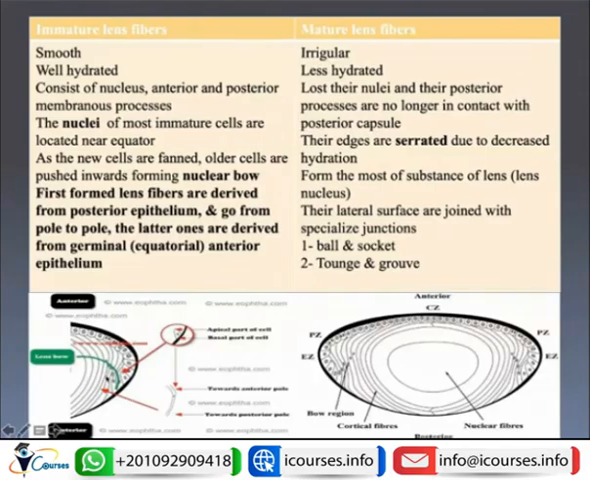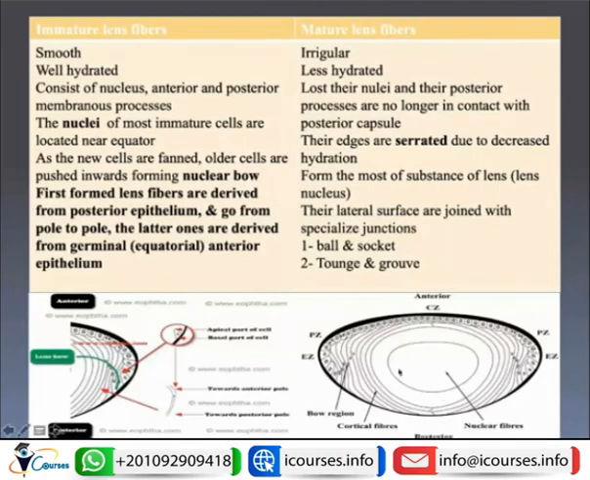Another thing that is characteristic of the immature lens fibers is called the nuclear bow. The nuclear bow is like a curvature made by the nuclei of the immature lens fibers near the equator as the oldest fibers are compressed inside. As the fibers are compressed, the nuclei migrate, forming a nuclear bow. It is frequently asked in the exam what the nuclear bow is or which type of cells form the nuclear bow. It is formed by the immature lens fibers.